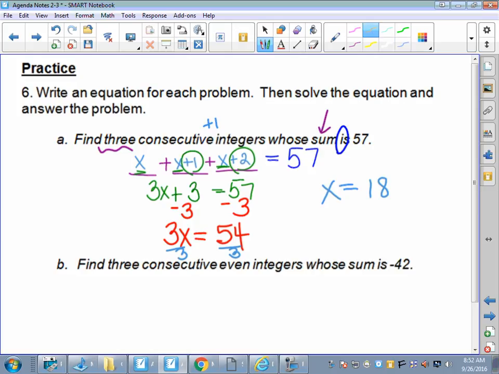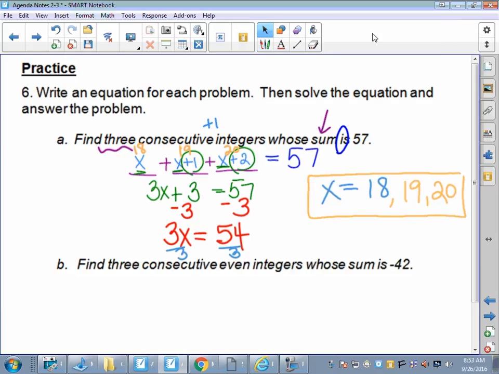So if this number is 18, what does this number have to be then if it's the next consecutive integer? Or 18 plus 1, that has to be 19. What does that third number have to be? So 18, 19, and 20. It does say to find the 3 integers, so that's why I wrote those all down and put a box around them. We'll talk more about those, but kind of get used to that. Double check what that setup looks like. Get used to those problems.